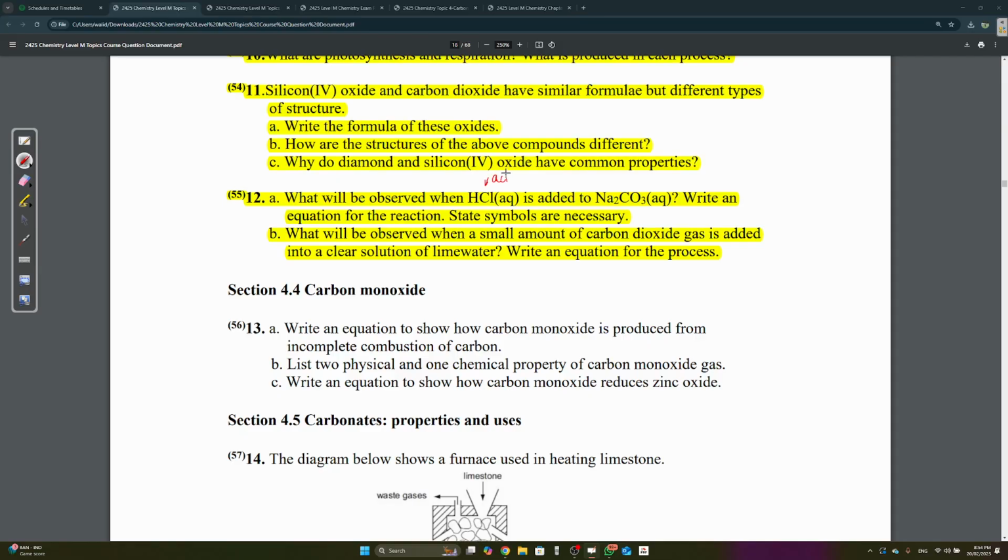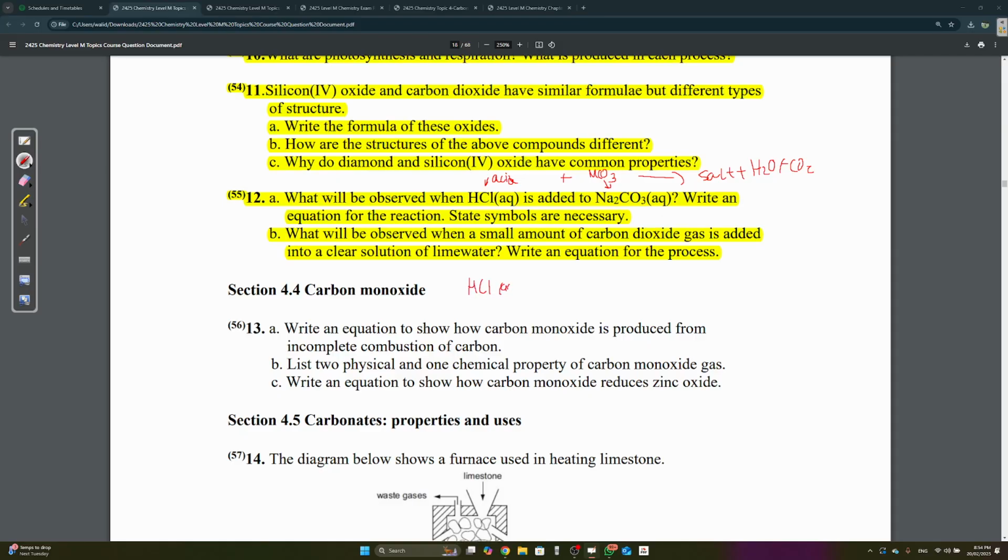HCl, we know hydrochloric acid is an acid. Na2CO3 is a metal carbonate. What happens when we add an acid plus metal carbonate? Don't we get salt plus water plus carbon dioxide gas, right? Remember this from salt preparation, chapter 3. So let's write this down.